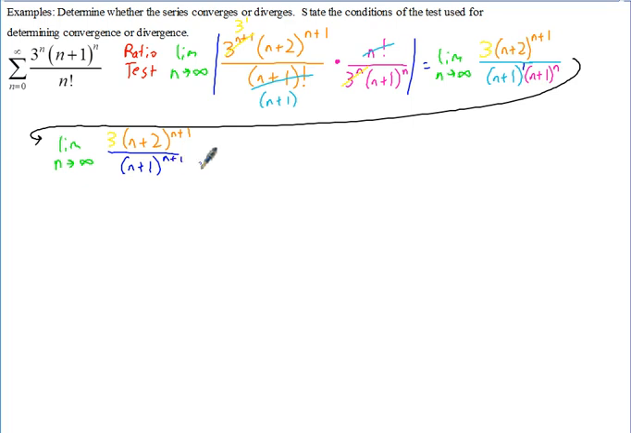All right, now it's probably easier to go ahead and substitute in infinity. So we have 3. The plus 2 is negligible now, so it would be infinity to the infinity power over infinity to the infinity power. You can see those reduce out, leaving you with 3. And since that's greater than 1, by the ratio test, this diverges.